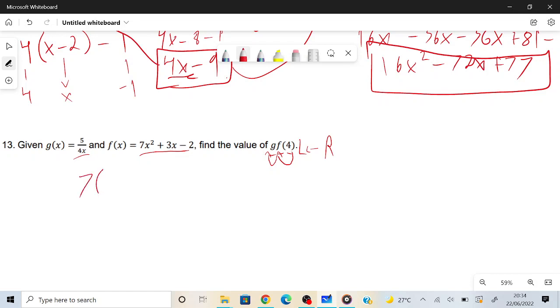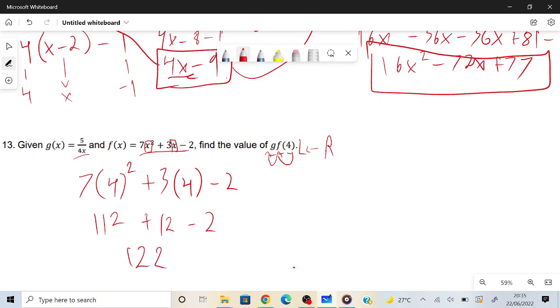So let's put 4 into our f of x. This would become 7 into 4 squared plus 3 into 4 minus 2. I've just substituted 4 into all the places of x over here. 4 squared is 16, times 7 is 112, plus 3 times 4 is 12, plus 12 minus 2. Doing this, you would have 122.